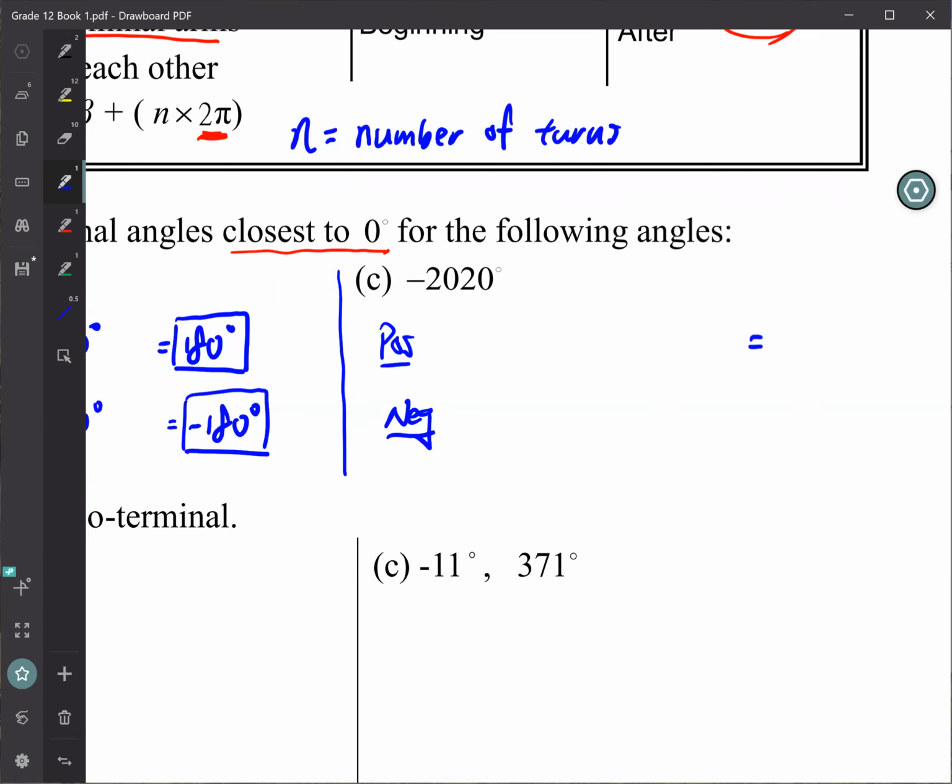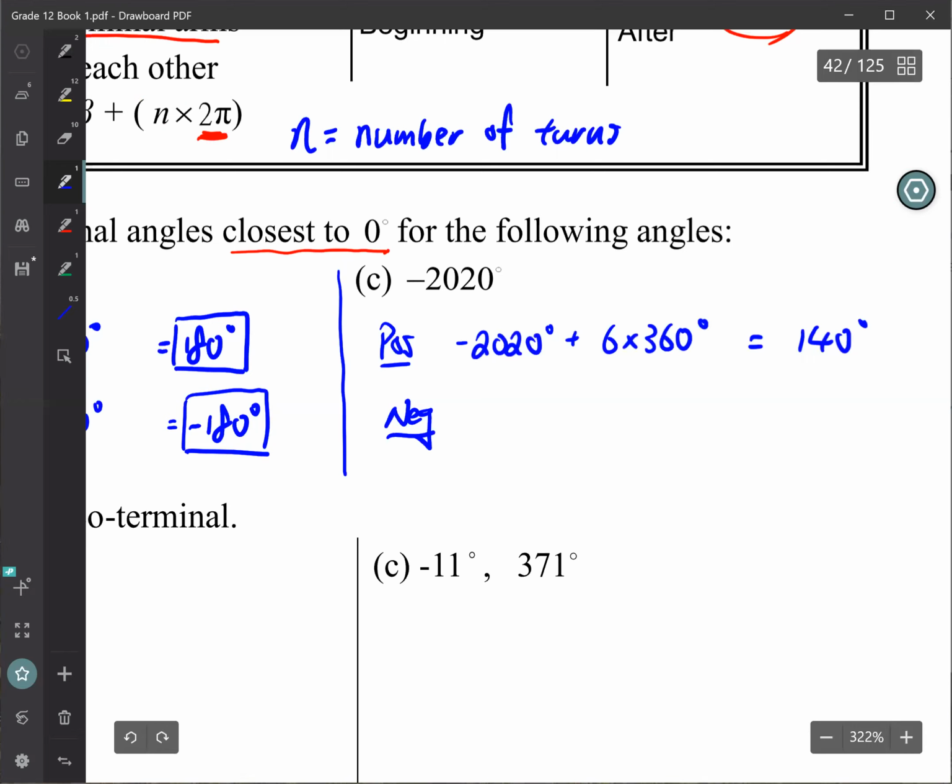I got 140 degrees. And what did you do? Negative 2020 plus 6 times 360. Okay, so it needs to turn 6 circles. Anyone has something different here? Are we all good?